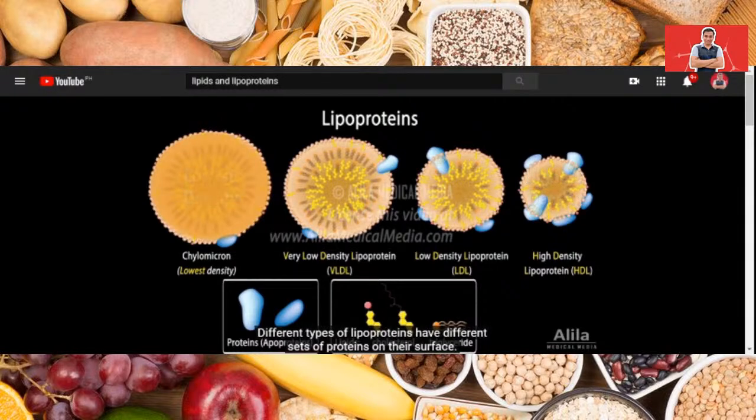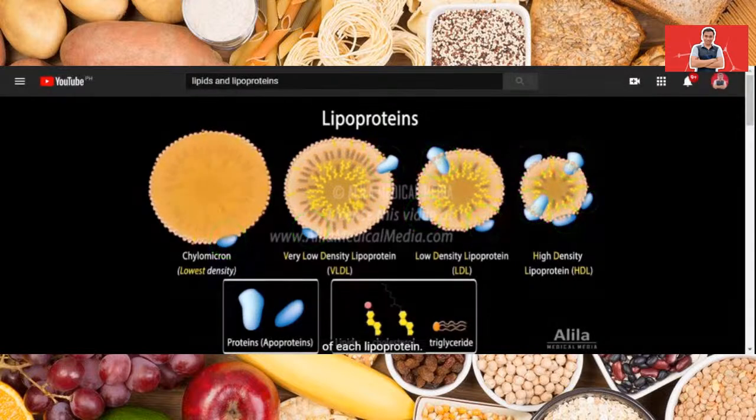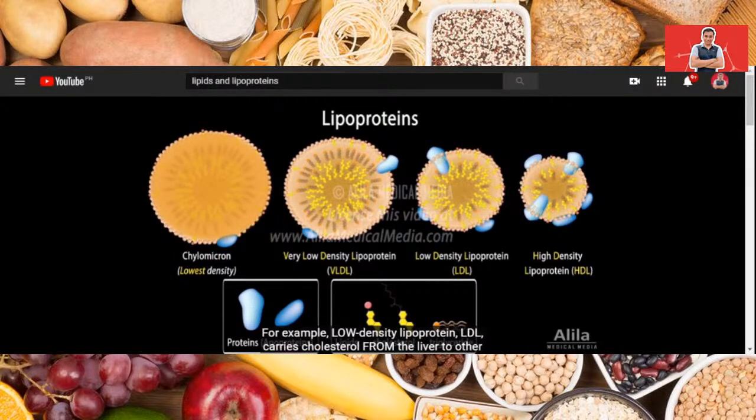Different types of lipoproteins have different sets of proteins on their surface. These proteins serve as address tags determining the destination and hence function of each lipoprotein. For example, low-density lipoprotein, LDL, carries cholesterol from the liver to other tissues, while high-density lipoprotein, HDL, returns excess cholesterol to the liver.